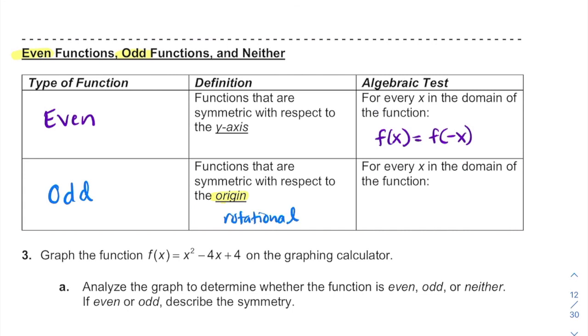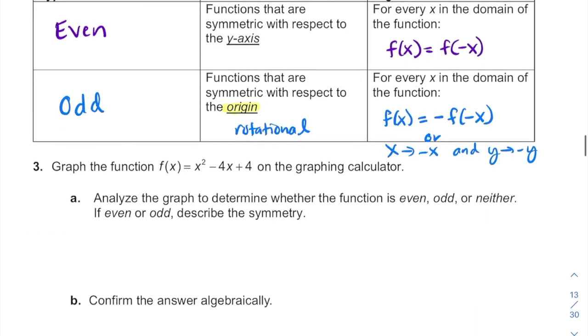So for our test for the odd function, just like we've said before, we want to say that f of x needs to be equal to the negative f of negative x. Or for every x, we replace it with negative x, and for y, we replace it with negative y, and it should come back and equal our original equation. All right, so here we go.